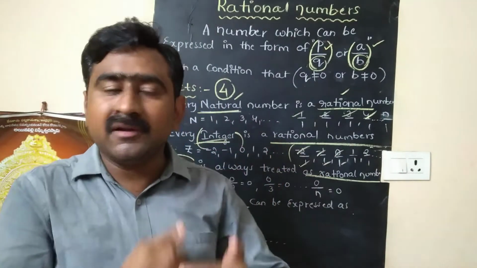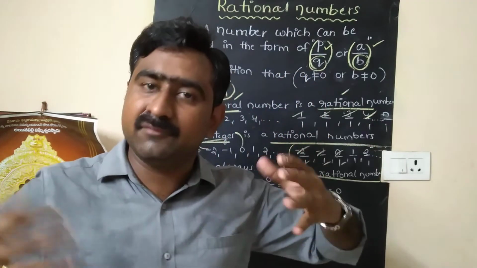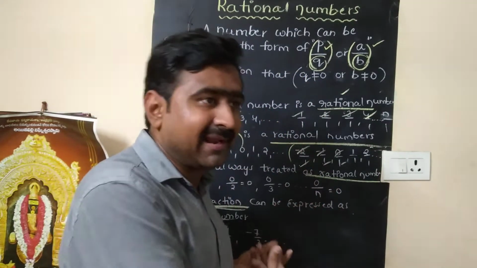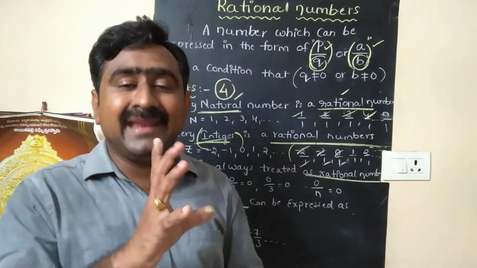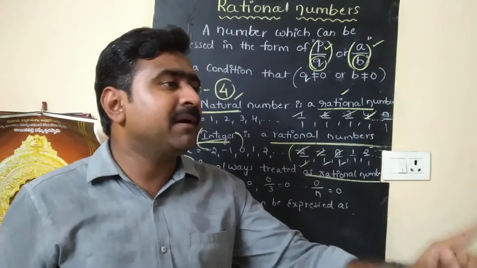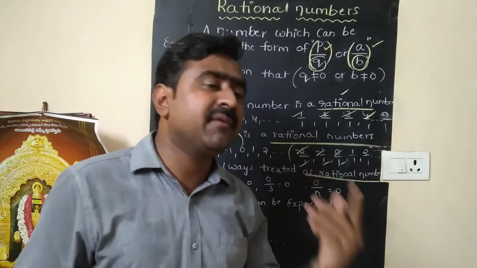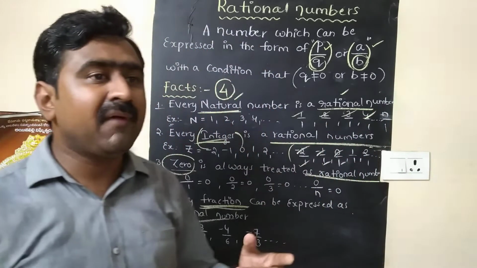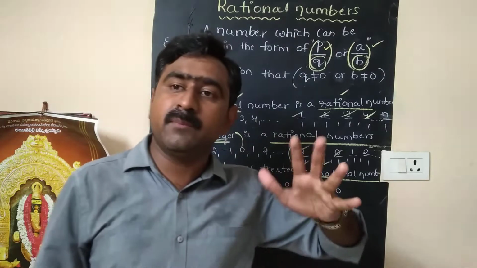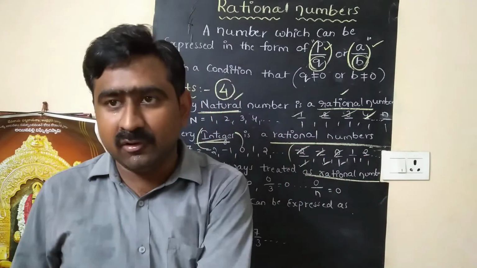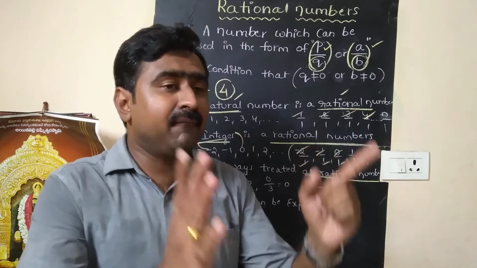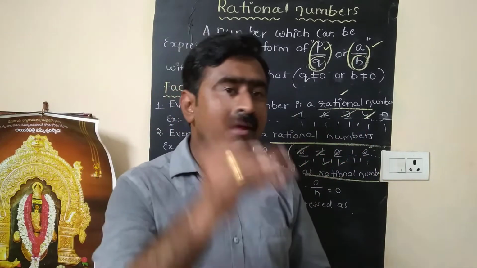And some important facts. There are 4 important facts which we need to know before starting the sums of rational numbers. The first fact is that every natural number, starting with 1, can be expressed as a rational number. So 1 by 1, 2 by 1, 3 by 1, 4 by 1. Whatever it may be, every natural number can be expressed as a rational number in the form of p by q. And the second fact is about integers. Either it may be a positive integer or a negative integer. Whatever the integer may be, every integer can also be expressed as a rational number.